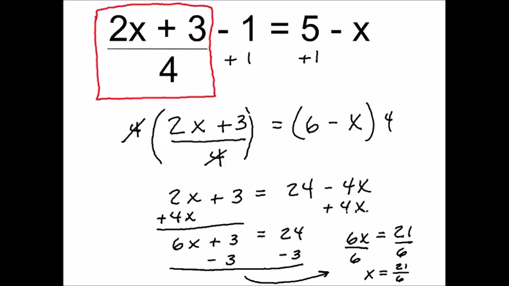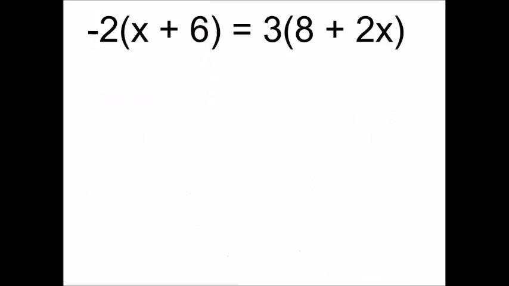All right, let's do one more. In this example, I've got variables on both sides. I've got distributive property here. So that's the first thing I'm going to do: I'm going to distribute on both sides to get it looking like a more normal multi-step equation.